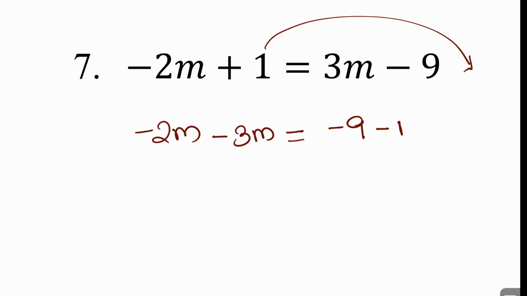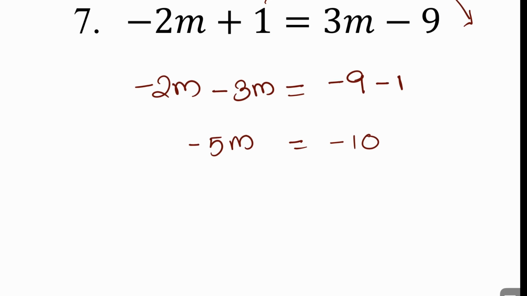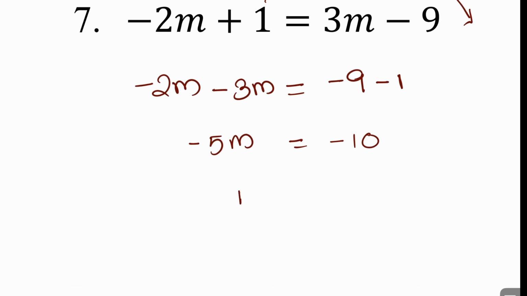So negative 2m minus 3m is negative 5m, equal negative 9 minus 1, negative 10. Therefore, m equals negative 10 divided by negative 5. So your answer is m equals 2.